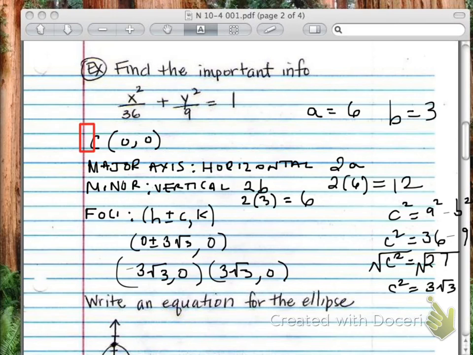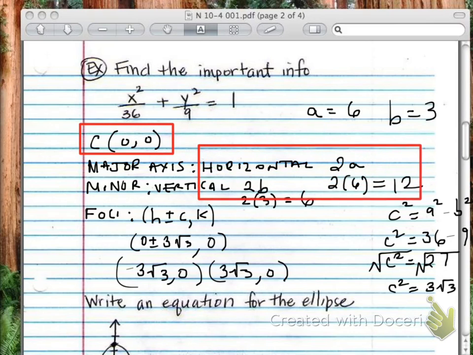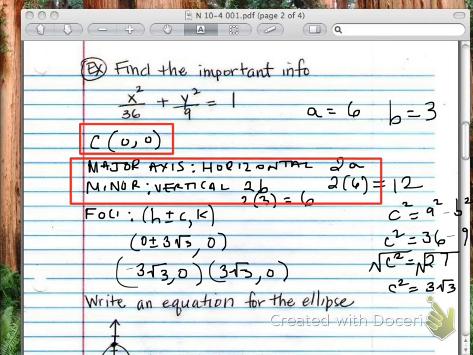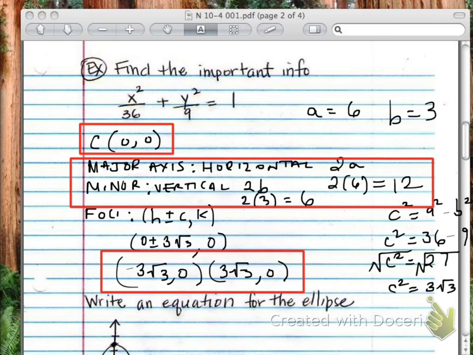And that's it. So we found the center. We found the length and the direction of the major axis and the minor axis. And then we found the foci. So that is the important information. When I ask you to find the important information, that's what you want right there. Any questions on that? Okay.